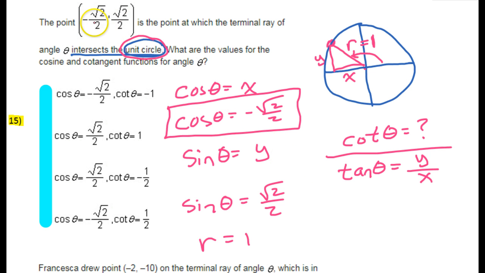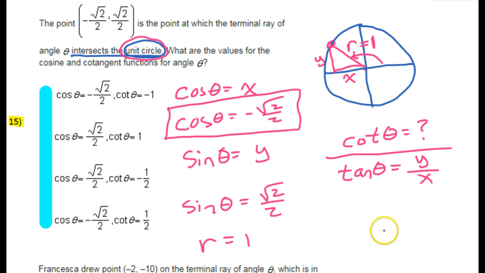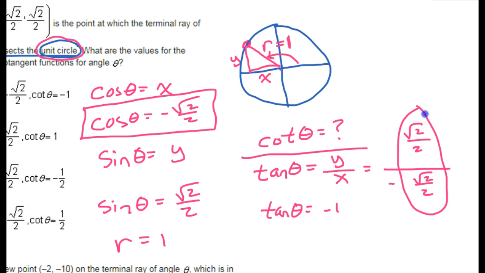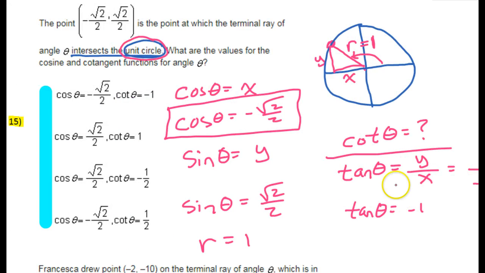Well, we have y and x right here. Notice that other than one is positive and one is negative, these are the same. So if I divide these by each other, I'm going to get negative 1. So the tangent is equal to negative 1. And again, that's because the y value is radical 2 over 2, and the x value is negative radical 2 over 2. Alright, anything divided by itself is 1. And then I've got the negative sign, so it's negative 1. Alright, fine. So that's the tangent.